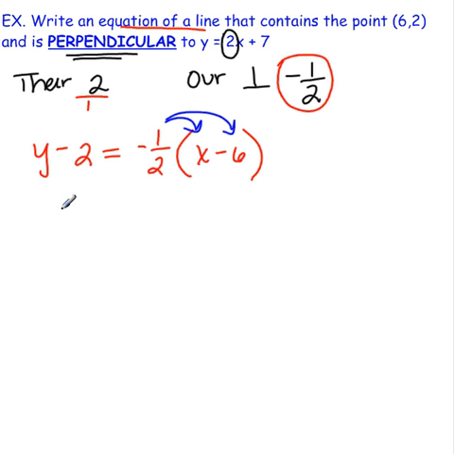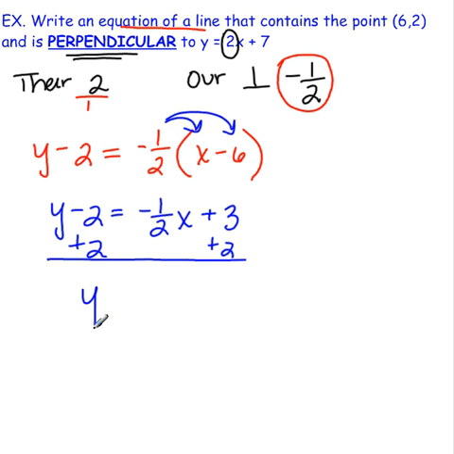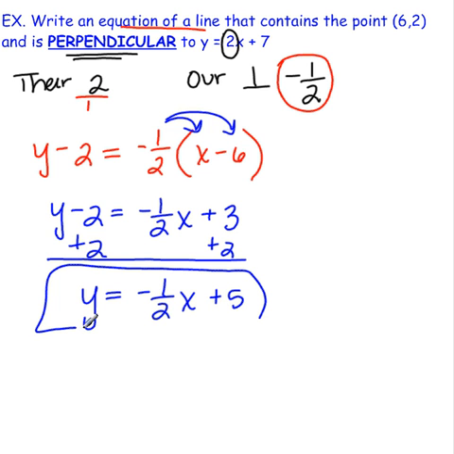Distributive property first. Y minus 2 equals -1/2 x. 1/2 times 6 is 3. Negative and negative is positive, so I've got a +3 right there. And I'm going to add 2 to the other side. Y equals -1/2 x plus 5. We are done. This is the perpendicular line to the one that was given.